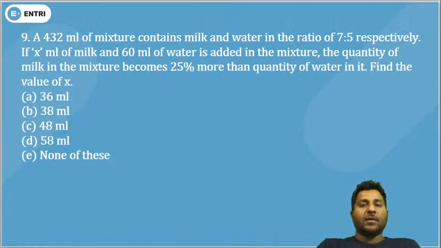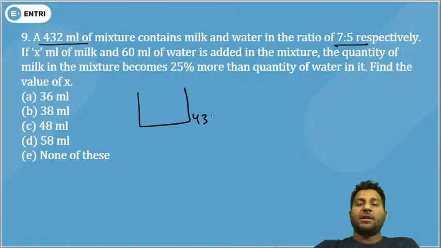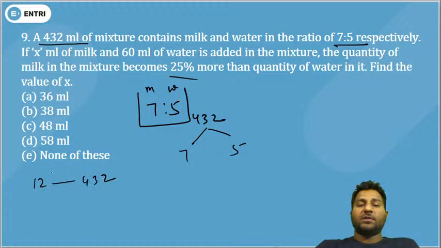Okay. Here comes the next question. Look at this. A 432 ml of mixture contains milk and water in the ratio 7:5. So 432 had 7:5 of milk and water respectively. If x ml of milk and 60 ml of water is added, the quantity of milk becomes 25% more. Remember, 25% more, okay? So look at this, how you are going to solve this one.